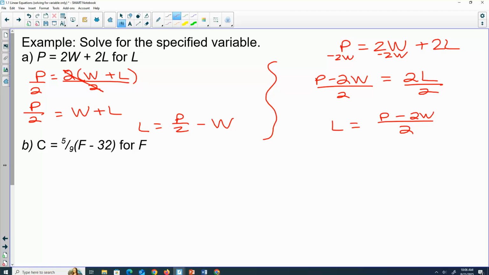Do we have any questions on that one? Let's look at B. So I want to solve for F. Okay, I need to get this F by itself. There are, again, different ways to do that. Let's start with the fact that there's a 5/9 in front. What is something I could multiply by to cancel out that 5/9? So what if I just multiply both sides by 9 over 5?